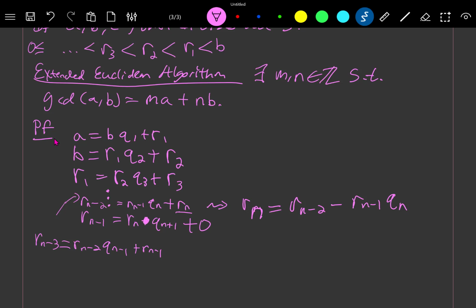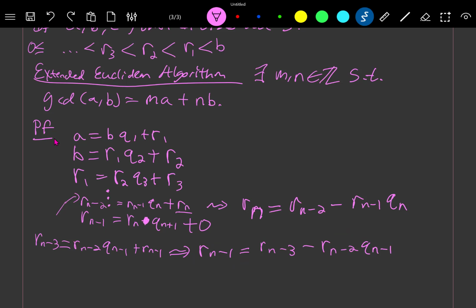So what we can do is we can rewrite this as R_{n-1} is R_{n-3} minus R_{n-2} Q_{n-1}. And we can take this here, plug it into this equation, and that gives us an expression for R_n as a combination of R_{n-2} and R_{n-3}.